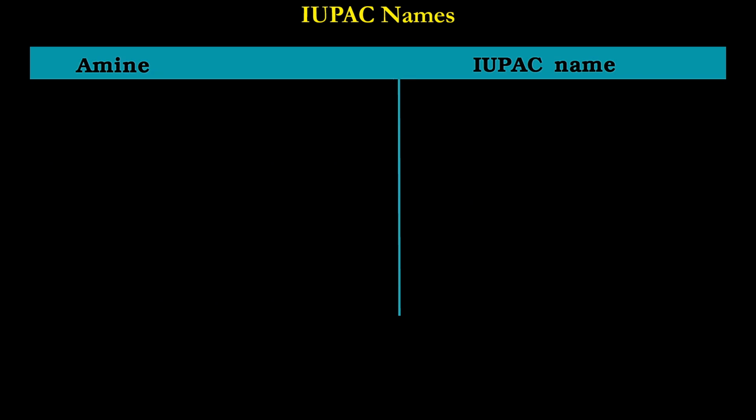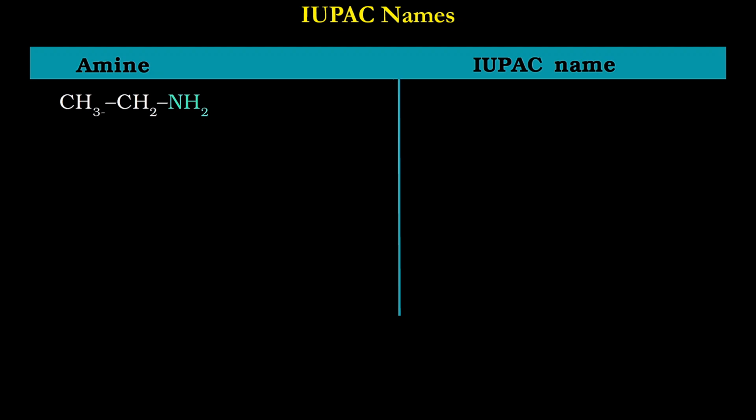Now a few examples, amines and their IUPAC names, and it will help you understand the methodology, the rules. You already know the common rules. There is a slight difference in deciding whether it is secondary or tertiary on the basis of nitrogen. That is something I'm going to talk about here also.